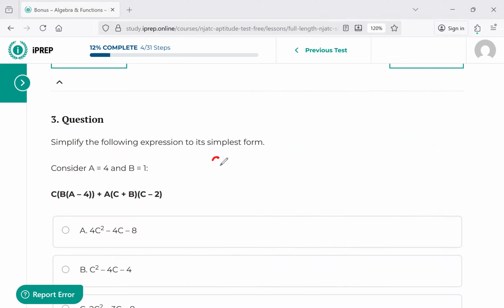So it's going to be C times B. B is 1. Parentheses. A is 4 minus 4. And then parentheses followed by another parentheses plus A. Wait, A is 4. So you replace that with 4. And then his C, we don't know what C is, plus B. B is 1. And then C minus 2.